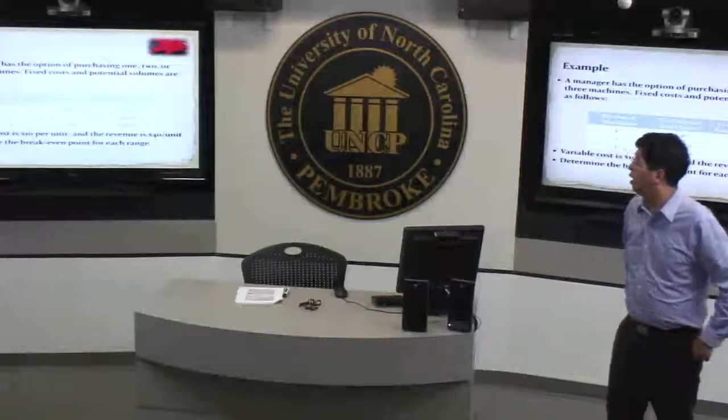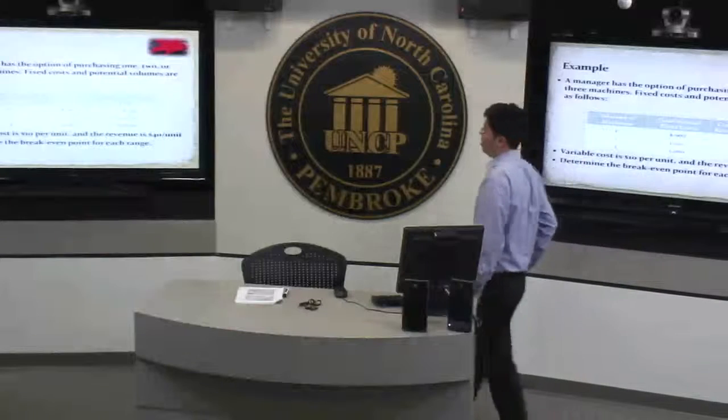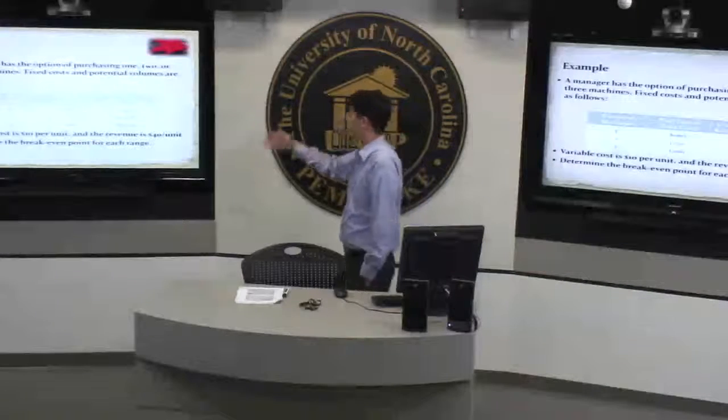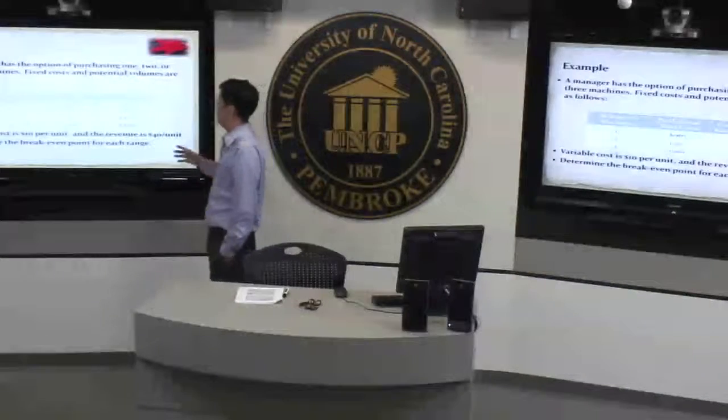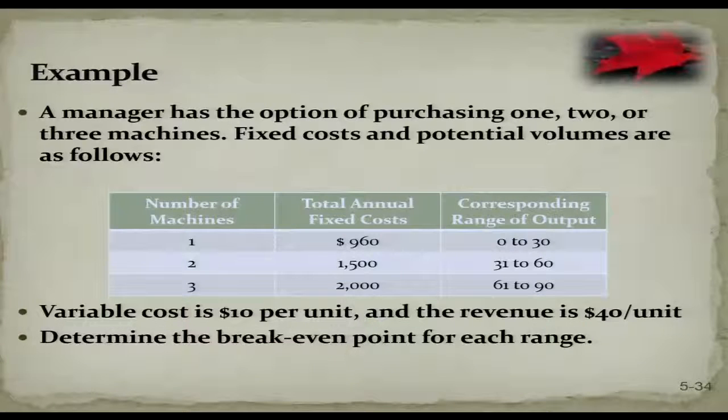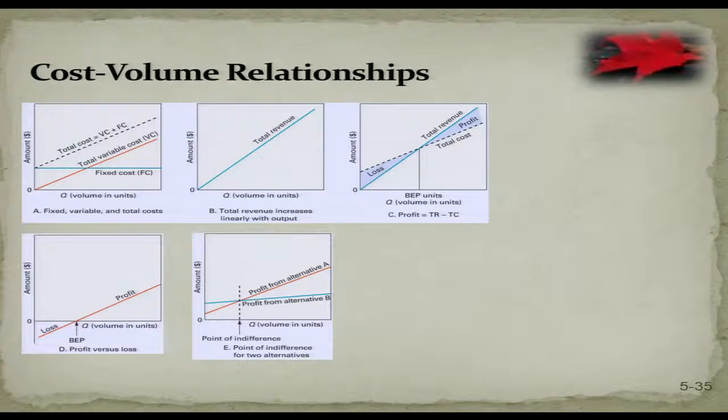Good. Let's finish chapter 5 at the beginning of today's class. Here's an example we went through last Friday about how to find the break-even points for different numbers of machines. And we had a discussion: after getting the break-even points, how to decide the best choice of how many machines we should buy.